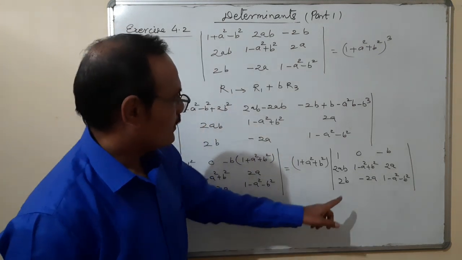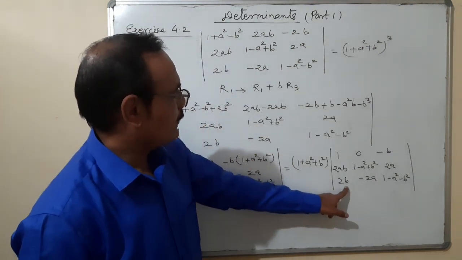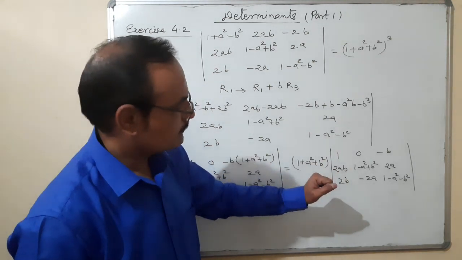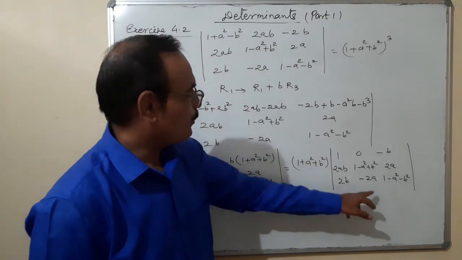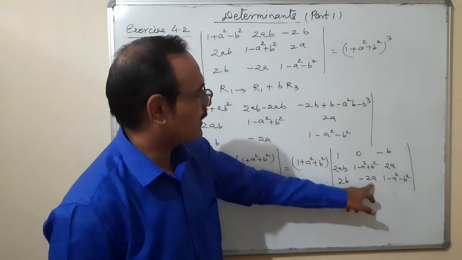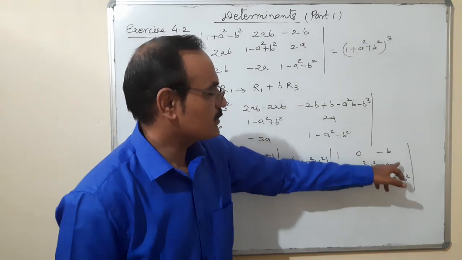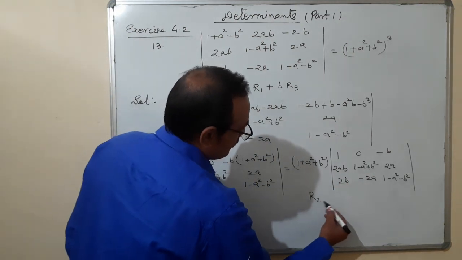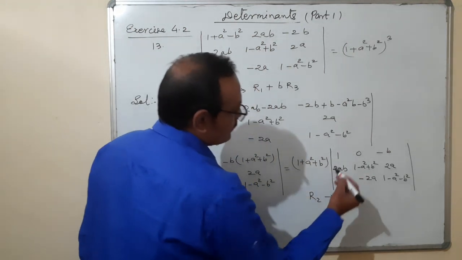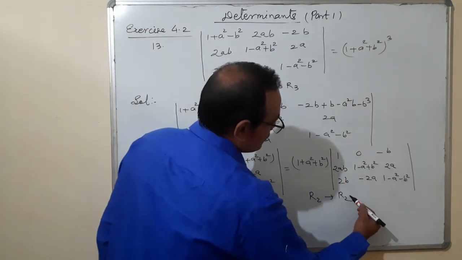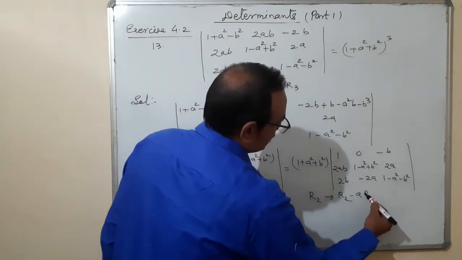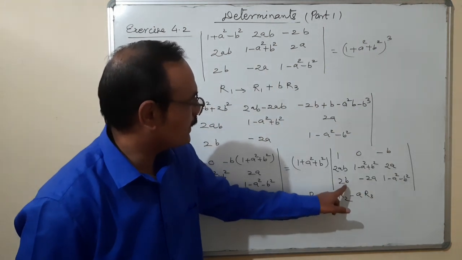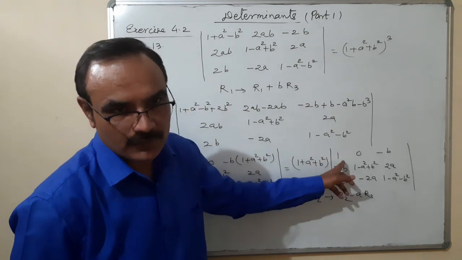What should be done? This is 2b and if I multiply it by a and subtract it, then 2ab cancels. Multiply by a, minus 2a square, subtracted 2a square minus a square. It is also doing the same thing. So here what should I do? R2 is replaced by R2 minus a R3, multiplied with a and subtracted from this term.